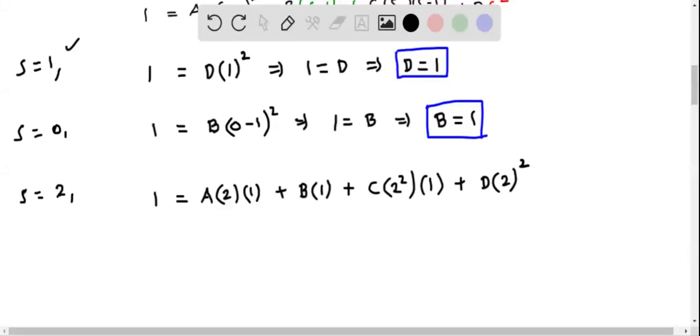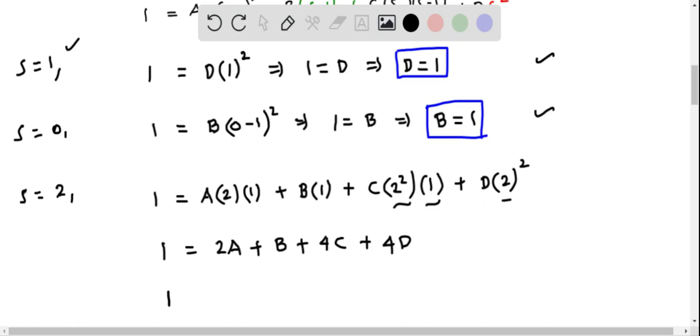So let's simplify this. We have 1, and this equals 2 times 1 is 2, and times a is 2a, plus b times 1 is b, plus 2 squared is 4, 4 times 1 is 4, and multiply with c, we get 4c, plus 2 squared is 4, 4 times d is 4d. Now we can simplify this equation further by substituting the values of d and b as 1. So let's do that. This equals 2a, plus b is replaced as 1, plus 4c, plus d is replaced as 1. So 4 times 1 is 4.